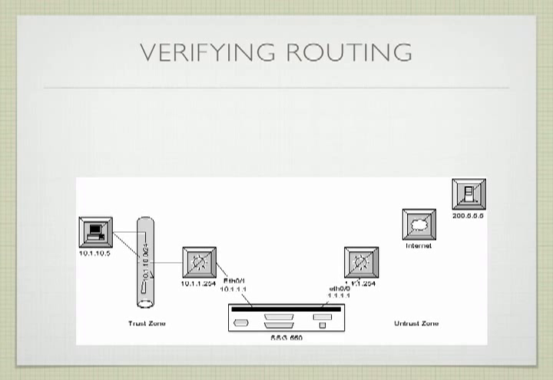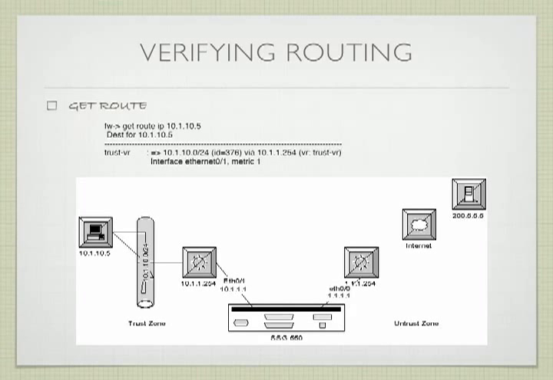If we want to verify that our routing is working, we can use the get route command on the device to see what the routing table is. And then in this case, we can say if we want to go from the ScreenOS to our internal computer, 10.1.10.5, this will show us the specific path that will be taken to reach that network.